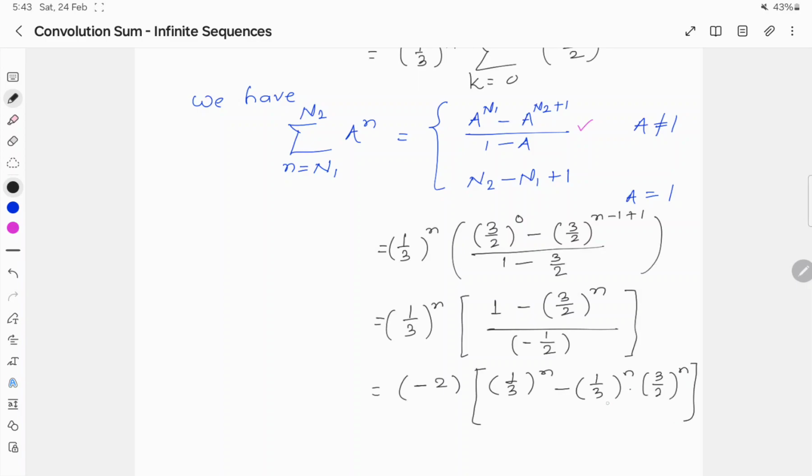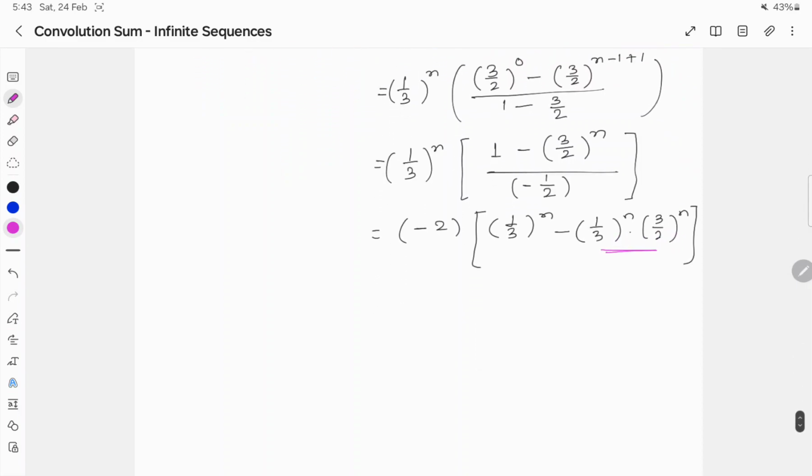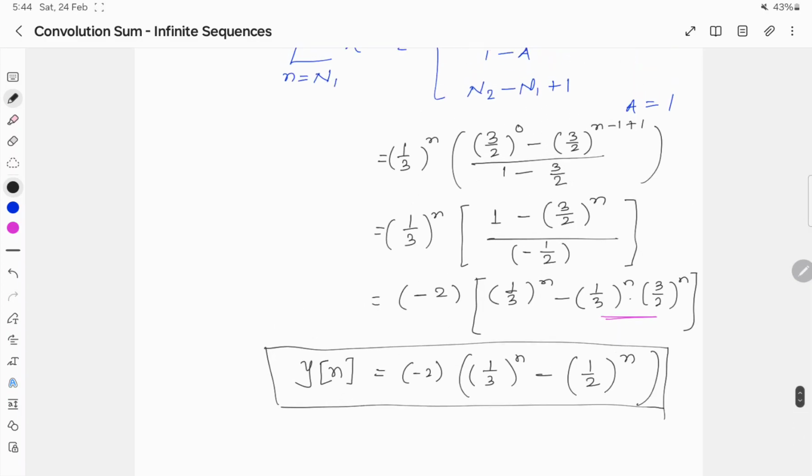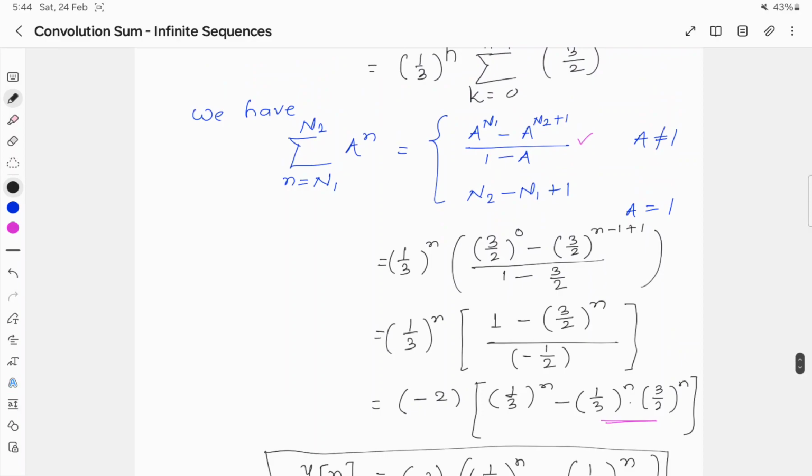So again we can combine these two brackets because the power of these two brackets are n. And the final answer we are going to get is minus 2 into first term will be 1 by 3 raised to n minus, if you merge these terms together, 3 will be cancelled out and we will get simply 1 by 2 raised to n. So this will be our y of n. So this is how we are going to solve the equations for infinite sequences.